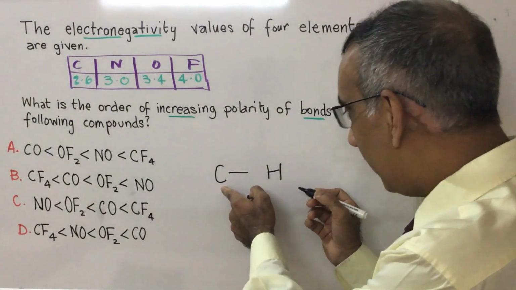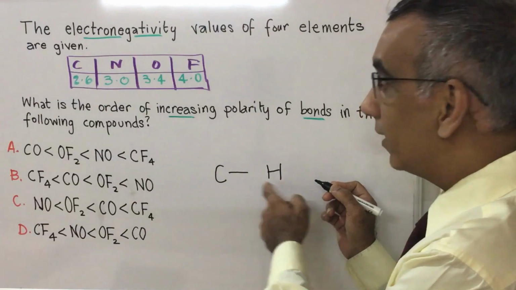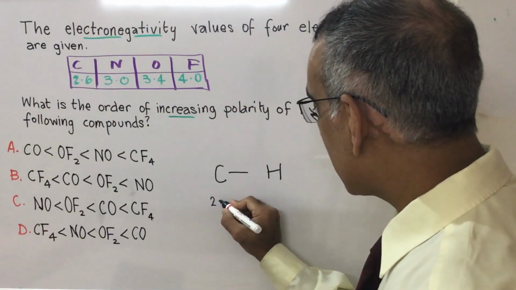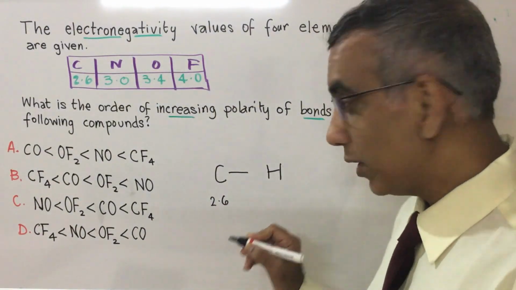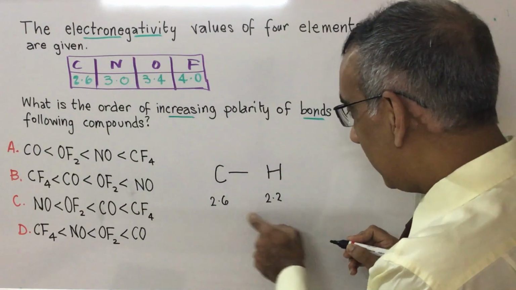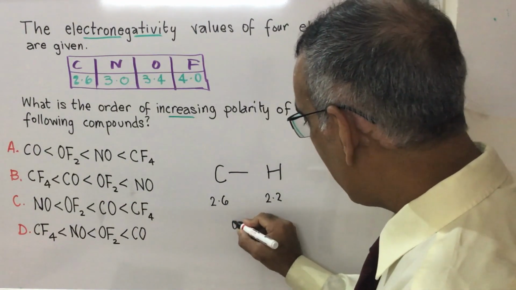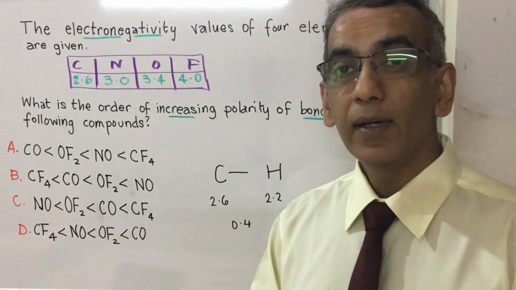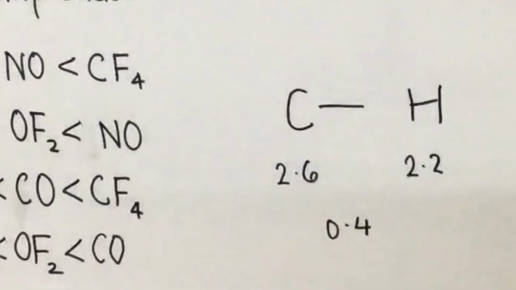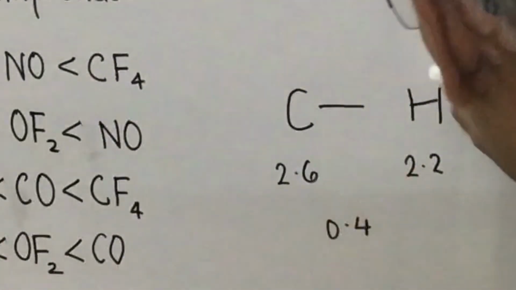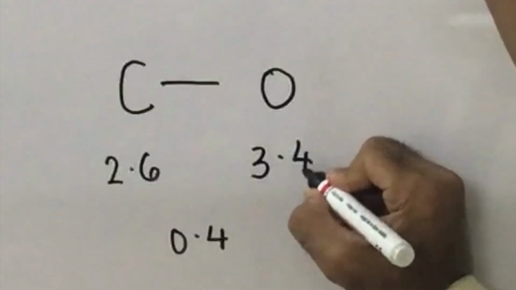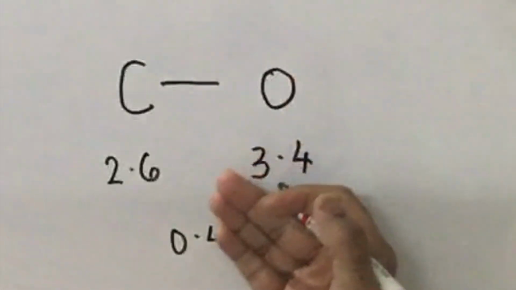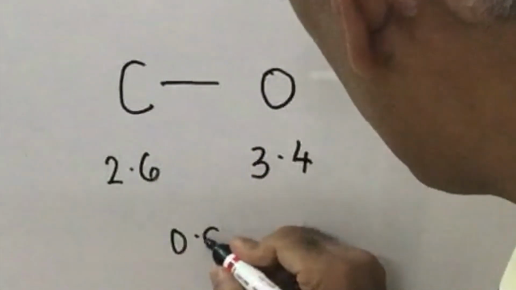So if you have carbon and hydrogen engaging in a covalent bond, and carbon is given 2.6, and hydrogen, not given here, but has an electronegativity of 2.2, then the difference in these electronegativity values is 0.4. And you don't have a very polar bond in such a case. But if you do happen to have, instead of hydrogen here, oxygen, which has an electronegativity value of 3.4, then this difference in electronegativity would come to 0.8.